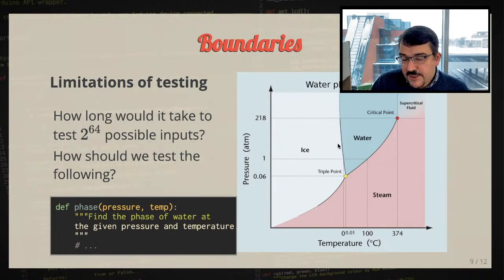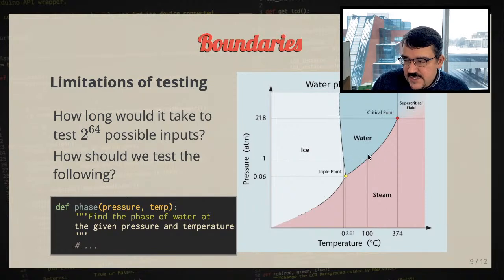You might choose a bunch of different points. You would certainly not test every possible input of pressure and temperature because, like I said, if we have 2 to the 64 possible pressures and 2 to the 64 possible temperatures, that's a lot of tests to write. But you would probably want to write some tests that are spread out in the water area, in the ice area, and in the steam.